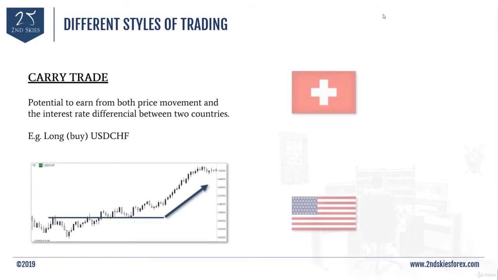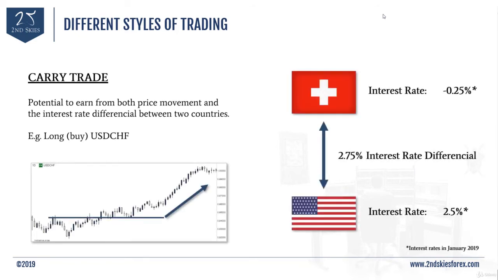One other style of trading that I want to talk about is carry trading. We've talked about this before, that every single currency has its own benchmark interest rate. In this example, the Swiss franc has a benchmark interest rate of minus 0.25%. That's set by the central bank. And the US right now is at 2.5%. So the difference between them is 2.75%.